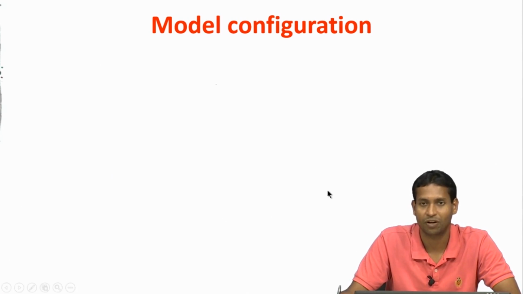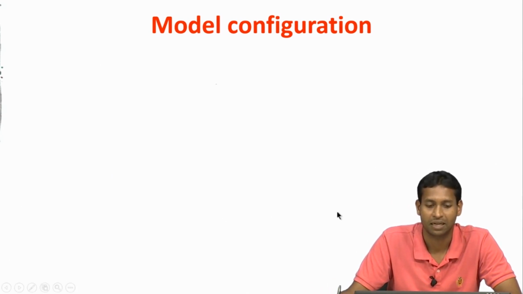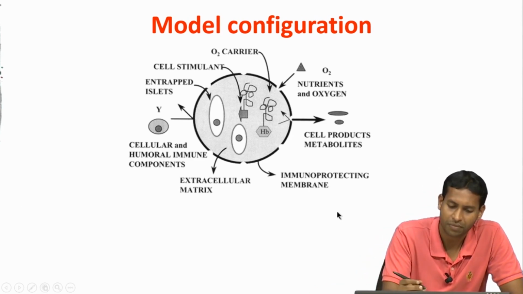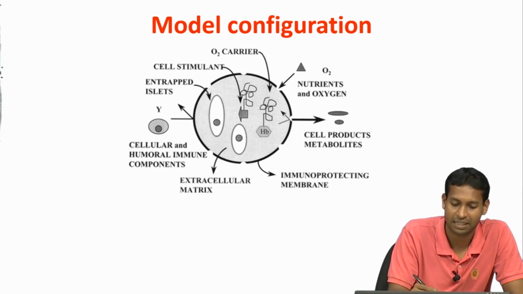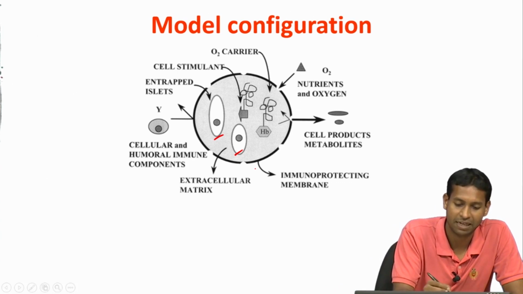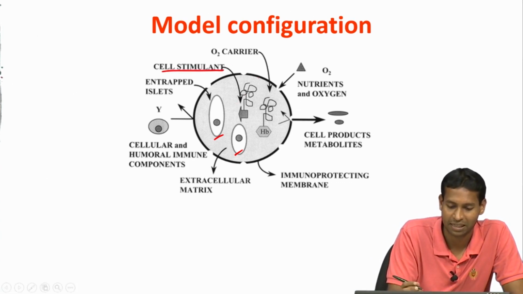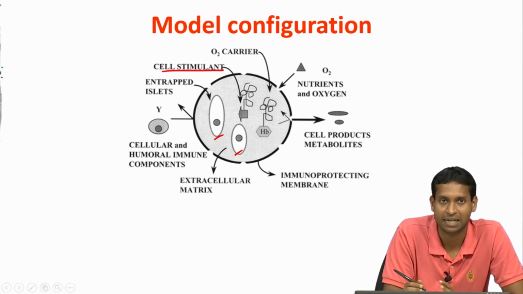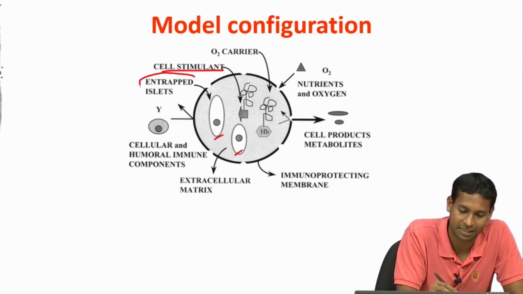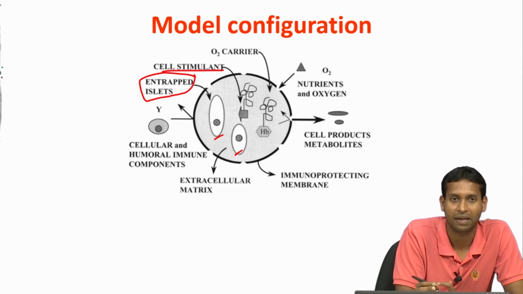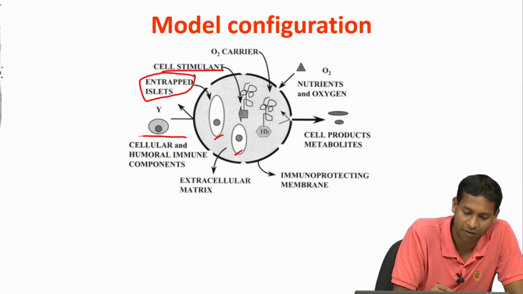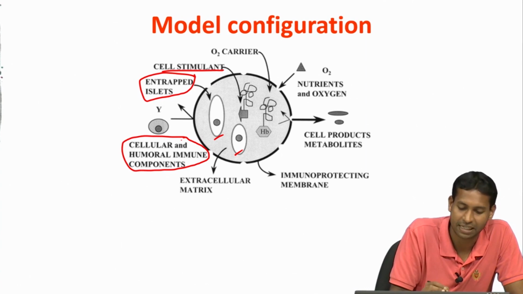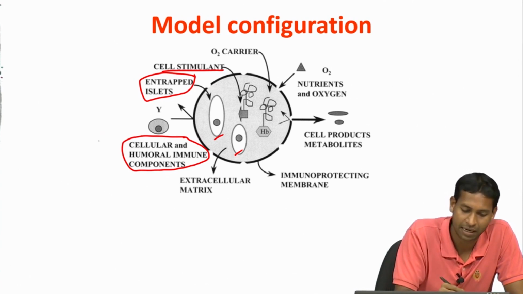Okay, so here are some model configurations that I will go over. These are a few of the configurations that have been used in the past. So, let us go over this. First of all we are looking at some sort of a capsule that has some pores. The cells are of course inside. You may even encapsulate some growth factors inside, in this case referred to as cell stimulant, to make sure that these cells are happy initially. So, let us say that these were islets or the pancreatic beta cells. Now, with this capsule you are preventing any kind of cellular and humoral immune components. So, any cells cannot go through, any antibodies cannot go through.